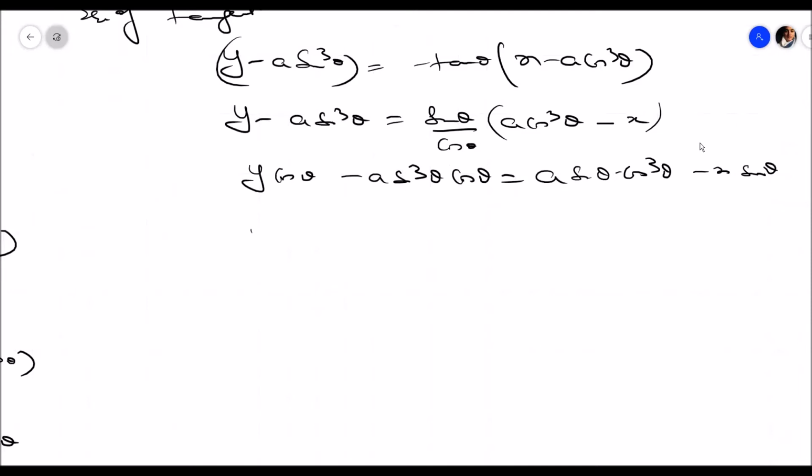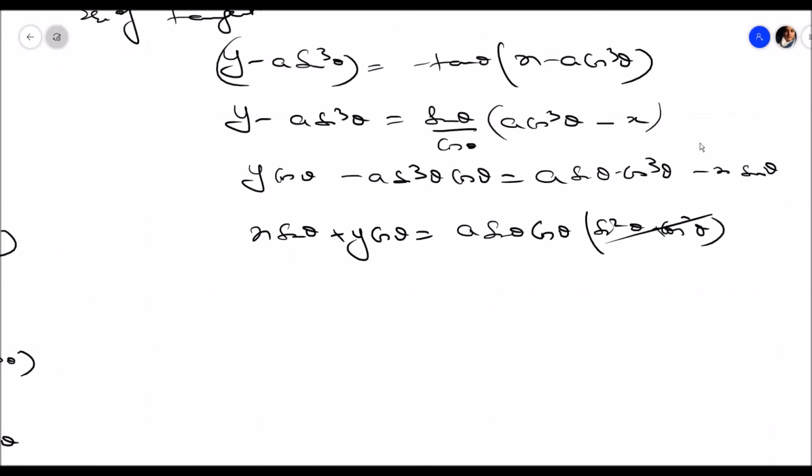So x sine theta plus y cos theta is equal to, sending this over here, I can also take out things common. That's a sine theta cos theta into sine square theta plus cos square theta, which is of course 1. So the equation of tangent is nothing but x sine theta plus y cos theta is equal to a sine theta cos theta. Okay, equation of the tangent.